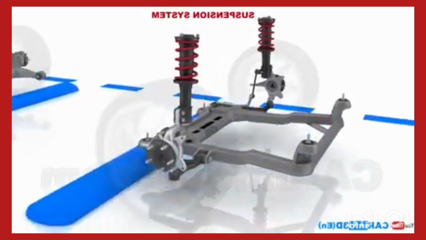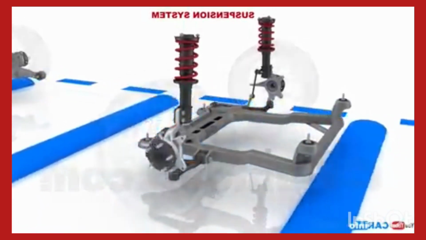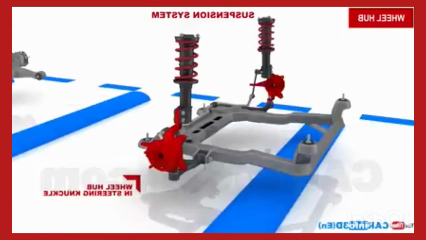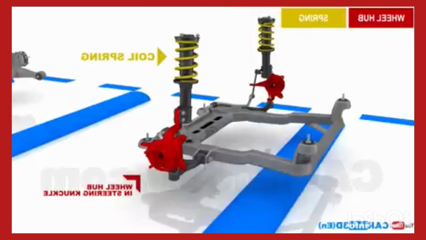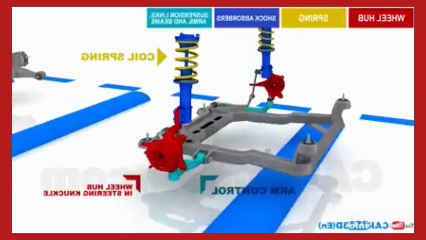Let's go back to the suspension system. The suspension includes the wheel hub. This is a wheel hub mounted on a steering knuckle. The spring, a coil spring in our case. Shock absorbers. Suspension links, arms, and beams. This type of suspension has an arm control and the shock absorber that performs an additional function of the suspension arm.